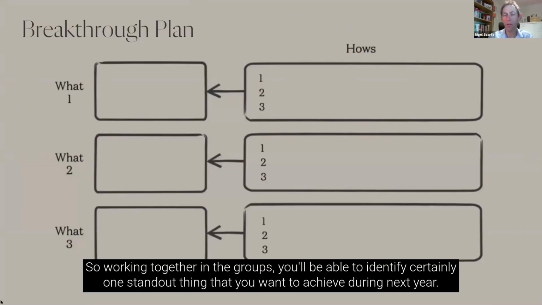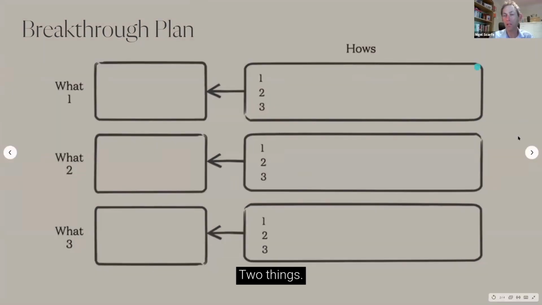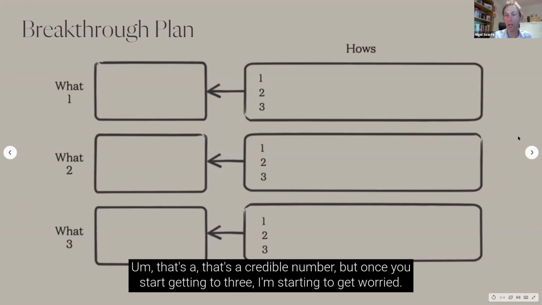So, working together in the groups, you'll be able to identify certainly one standout thing that you want to achieve during next year. And working together, we'll work out 1, 2, or maybe 3 things that are going to really underpin that and facilitate that successfully happening. 2 things, that's a credible number. But once you start getting to 3, I'm starting to get worried.